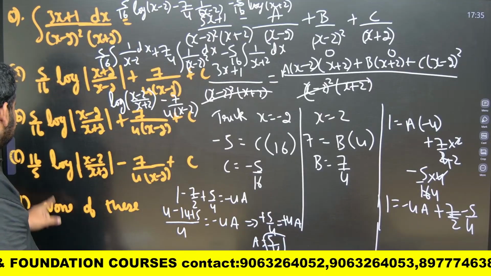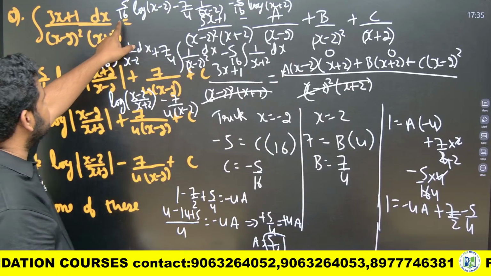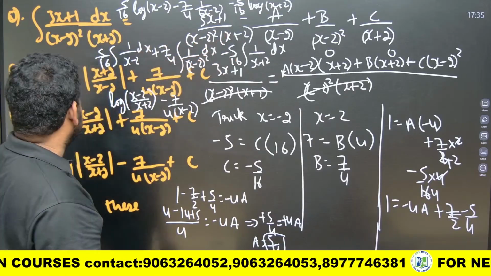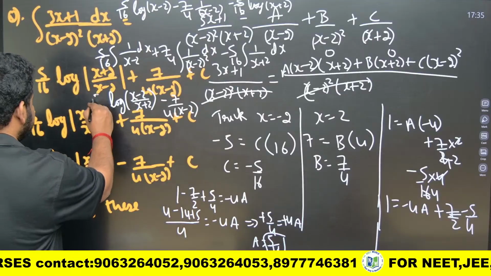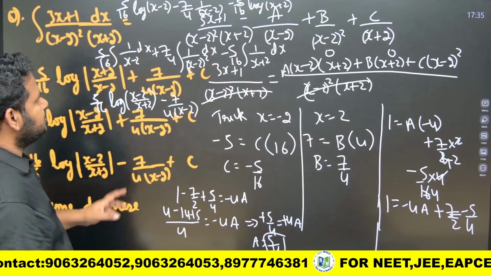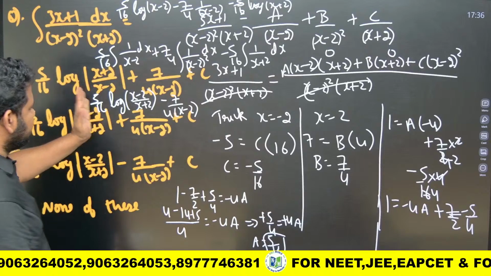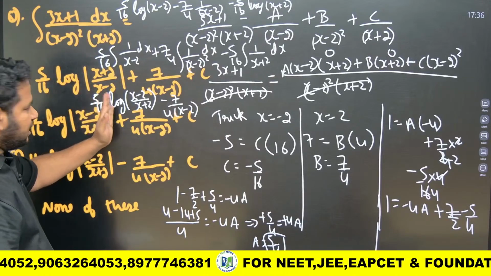Okay, answer is what? Log of, what should be there? 5 by 16 is there, there also 5 by 16 is there. So, what is the answer? 5 by 16 will be left here. So, if I take it as common, 5 by 16 will be left here.